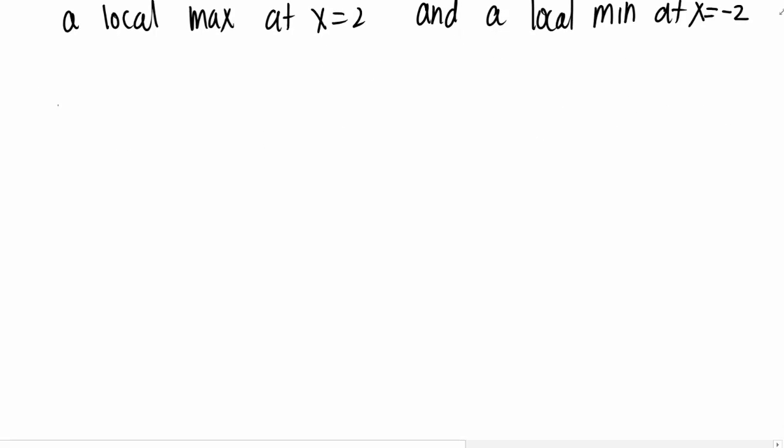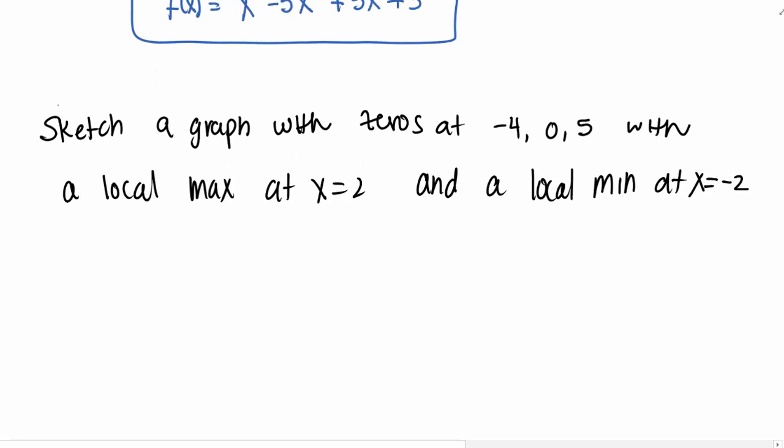Okay, so let's sketch this. I need zeros at -4, 0, and 5. And then I need a local max at x equals 2. Well, it doesn't matter where you put it. It's just telling me it has to be a max. So it has to be somewhere up here. Yours might be all the way up. Maybe it's shorter. But it just needs to be a local max.